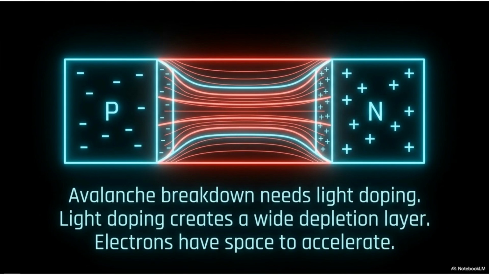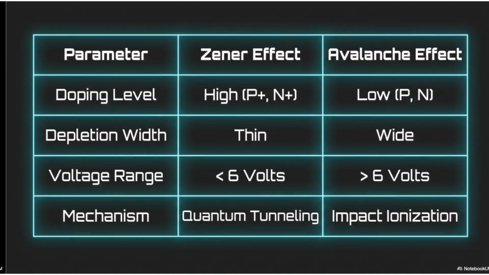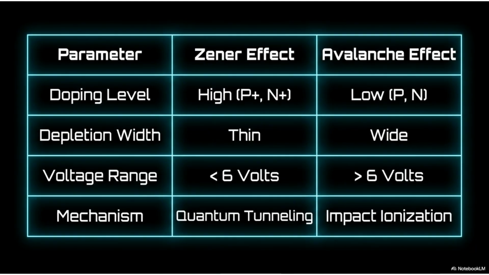In contrast, the avalanche effect happens in lightly doped junctions. Because the doping is lighter, the depletion layer is wider, which provides the electrons more space to gain significant kinetic energy. The electric field accelerates these free electrons. When they collide with atoms with enough force, they cause impact ionization, freeing more electrons and creating a cascading chain reaction. Here is a comparison of these two mechanisms.